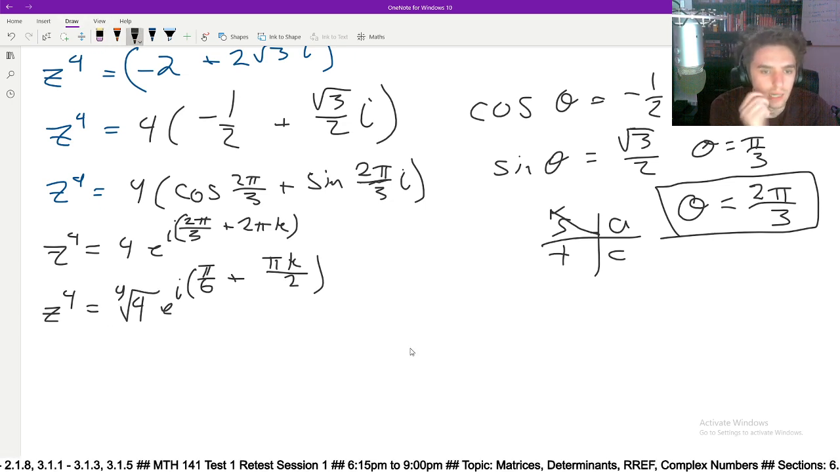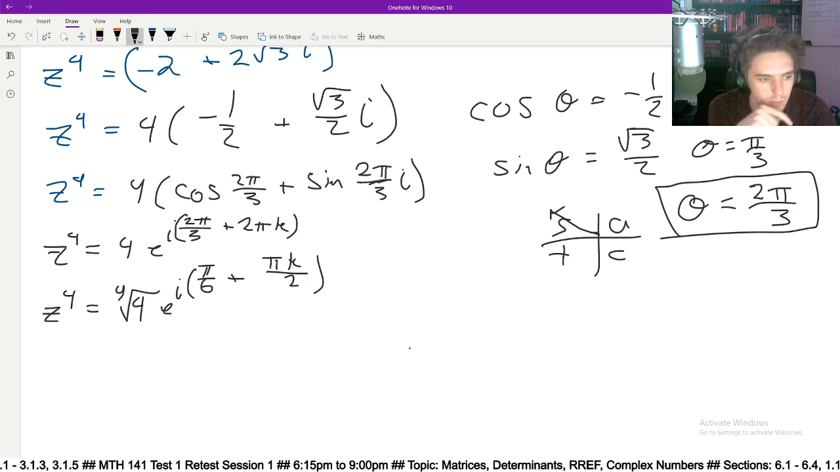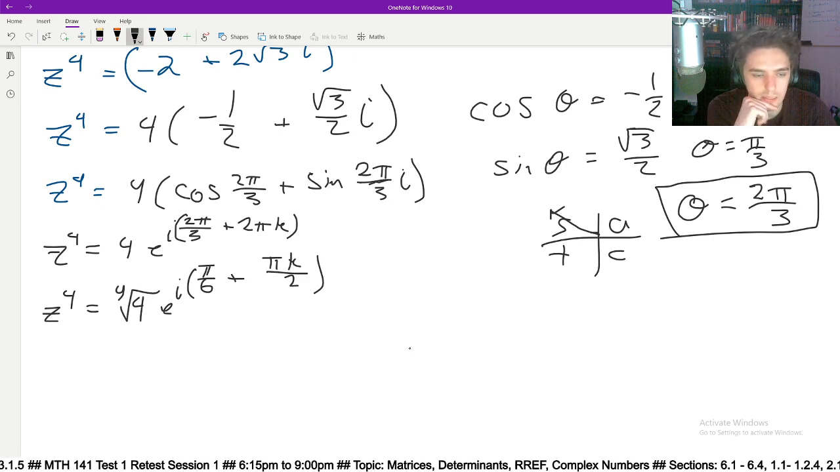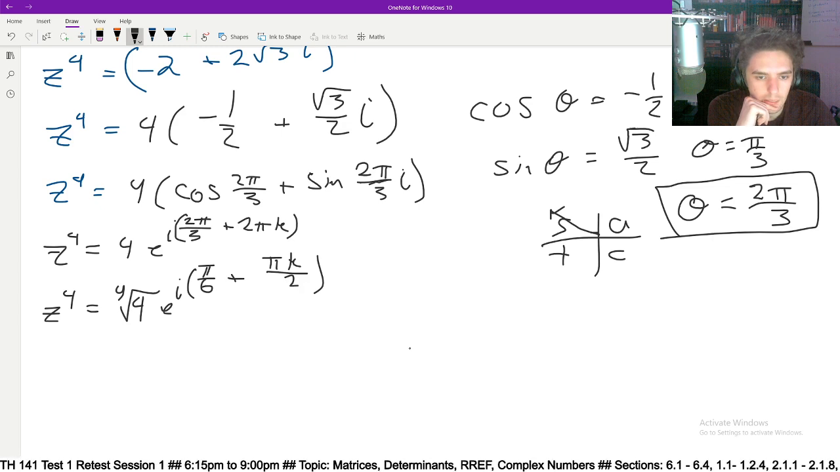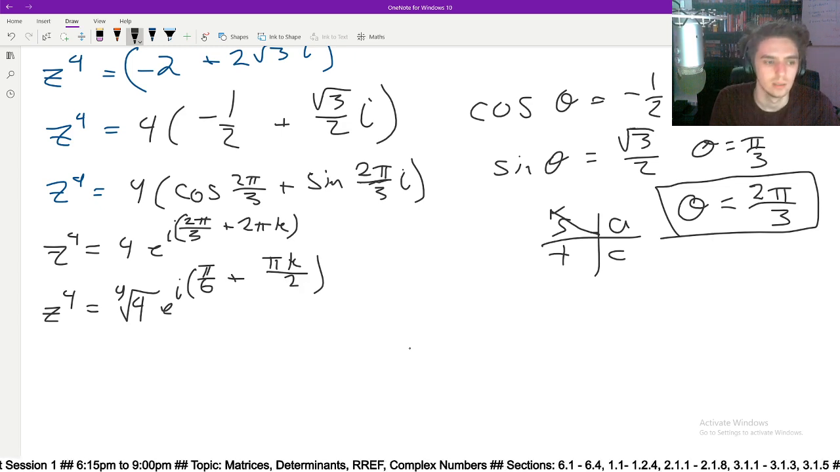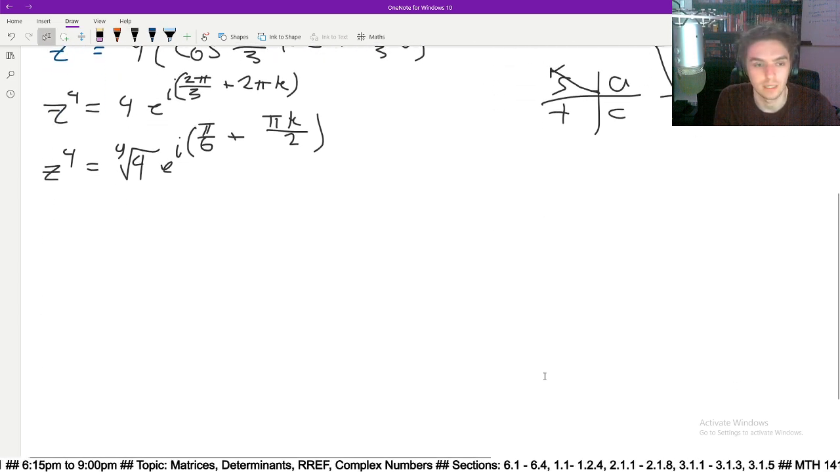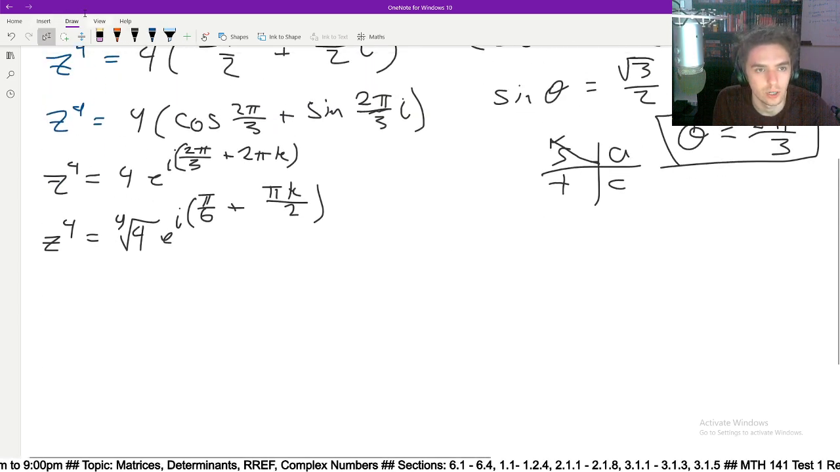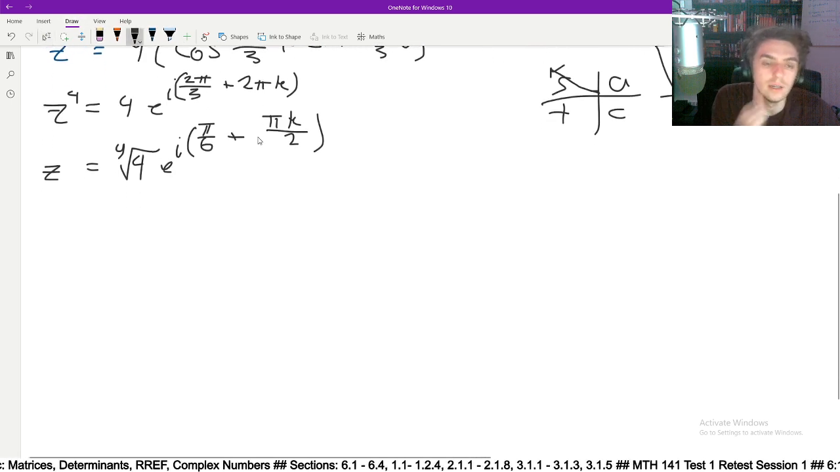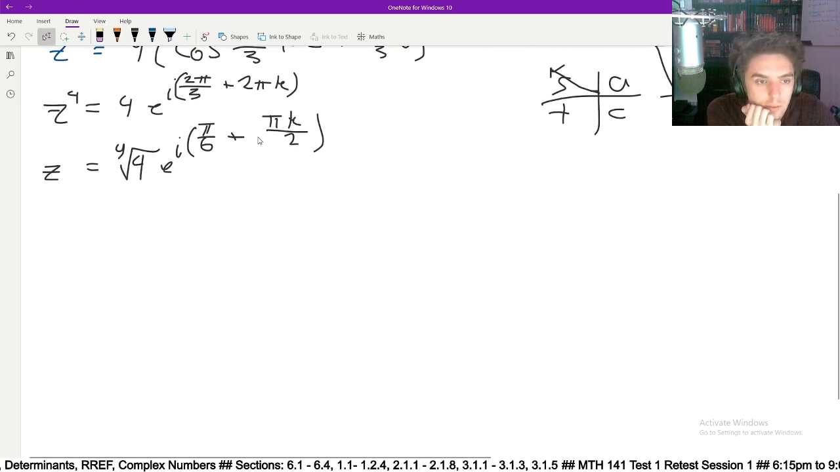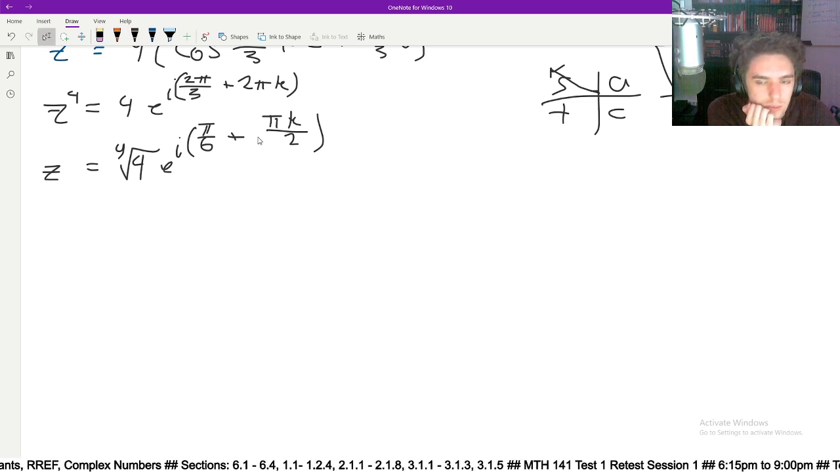I kind of did a bunch of that in my head, so if people are confused by that step, then I will expand it further. Otherwise I'll just keep going. Don't worry if you're confused, I'll be happy to explain it. And this should not be to the power of 4 anymore. Now we can just find our 4 solutions, because we're finding a fourth root.